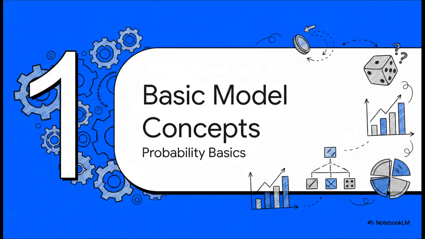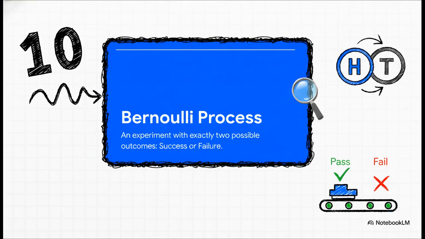Section 1, basic model concepts. We're going to start with the foundational building blocks of this model, and that starts with the Bernoulli process, named after Jacob Bernoulli, who studied this extensively way back in the 1600s. Now, just like the binary code of ones and zeros that runs the very computer or phone you're using right now, every single trial in this model boils down strictly to 2 possibilities: success, which we denote with the letter P, or failure, which we denote with Q. There is absolutely no gray area here.